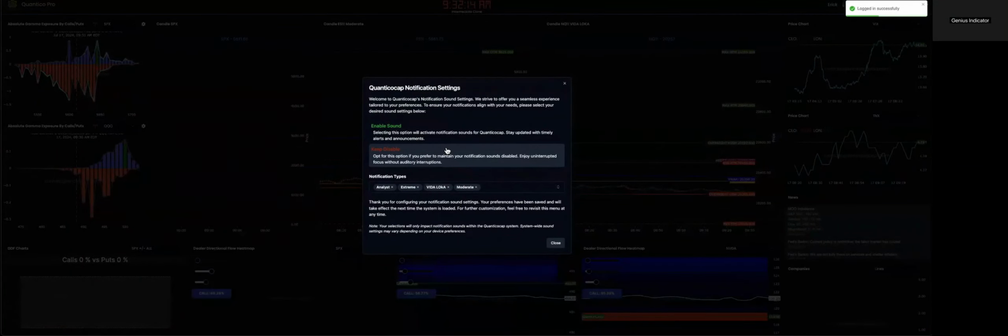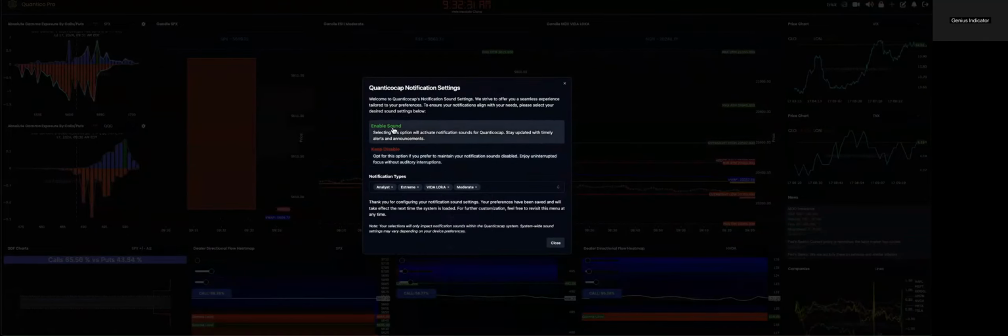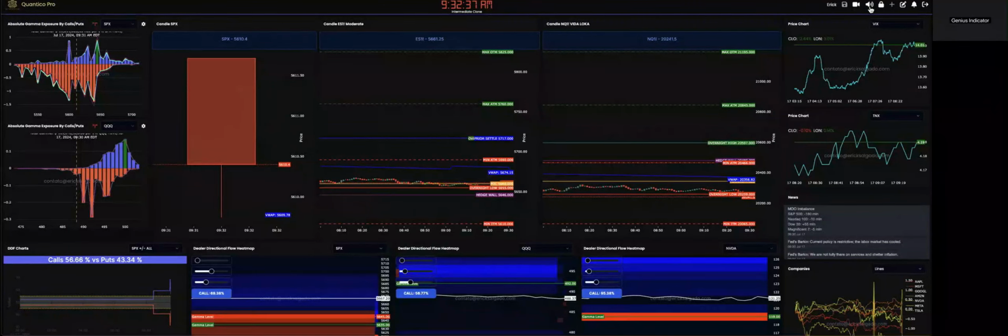Now, when you are going to log in, it's gonna ask you about the notification. So I wanna receive analyst, moderate, extreme, vida loca, right? That's the notifications I wanna hear. And then you can just enable sound and close. Okay, now you have the sound enabled. You're gonna be able to hear all the notifications, right?